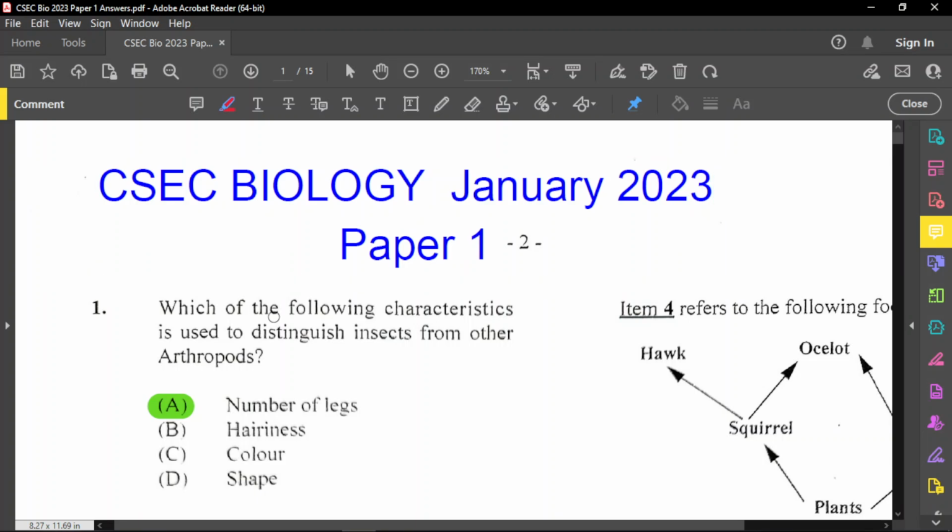And so the question number 1 reads, which of the following characteristics is used to distinguish insects from other arthropods? And this is a repeat question, and so number of legs is the correct answer, which is option A.